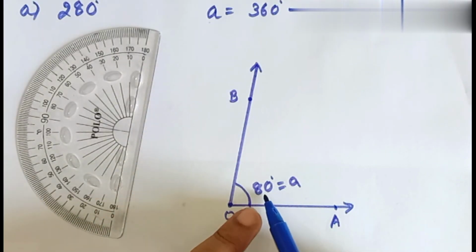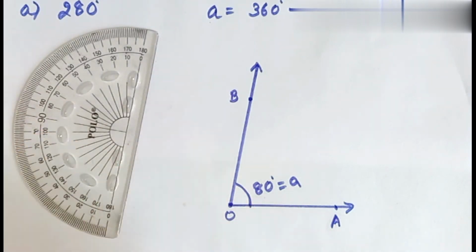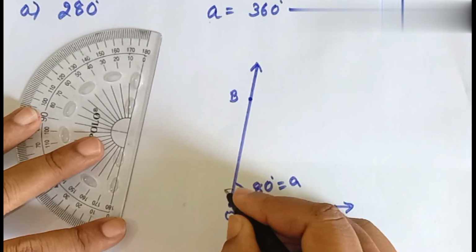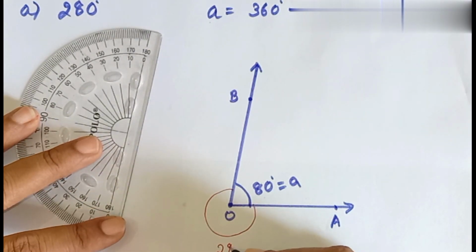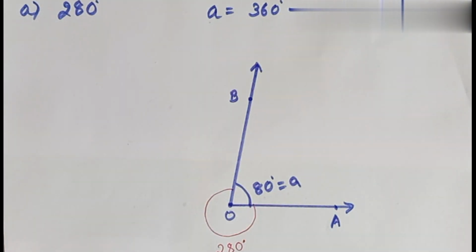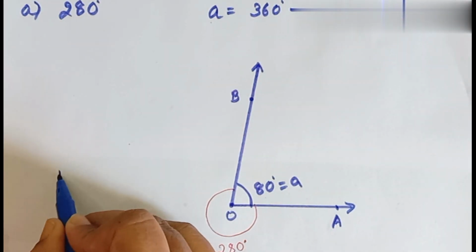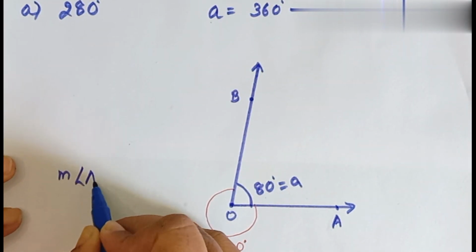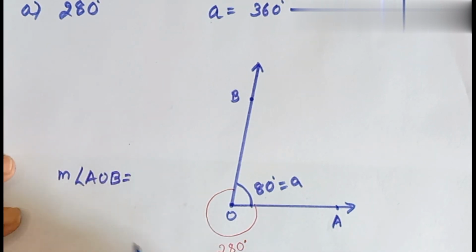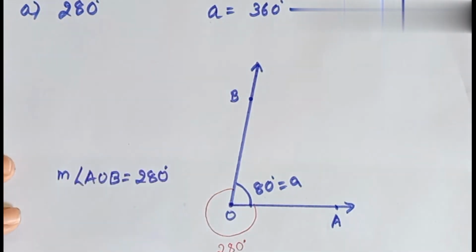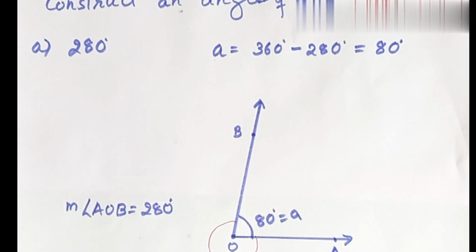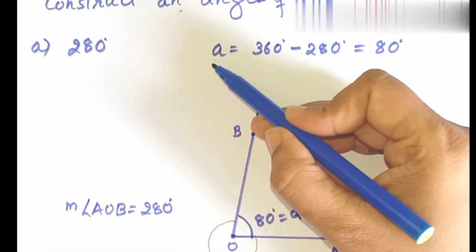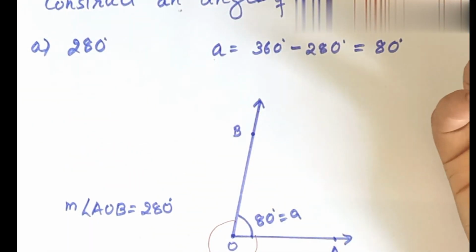Now friends, if this is 80, the rest of this will be your required measure, that is 280 degree, and this is a reflex angle. Therefore, the measure of angle AOB is 280 degree. I hope you have understood this. Similarly, you can construct any angle which is more than 180 by simply calculating first the angle A which is not required.